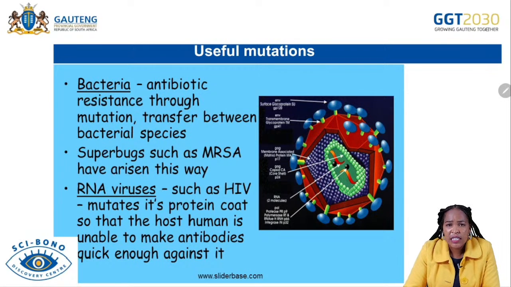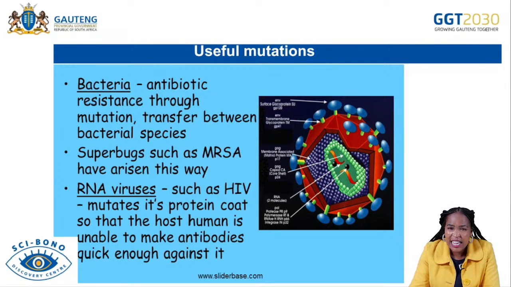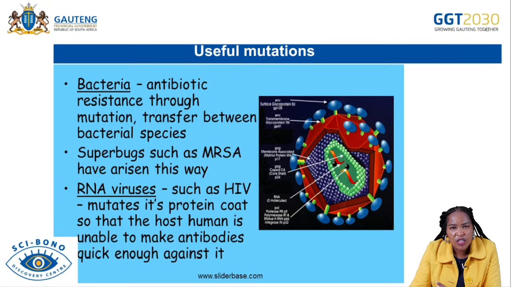Due to this, mutation is also very beneficial to the RNA viruses because it makes them not detectable to the human white blood cells or the antibodies. Then they are not able to detect it and fight it.